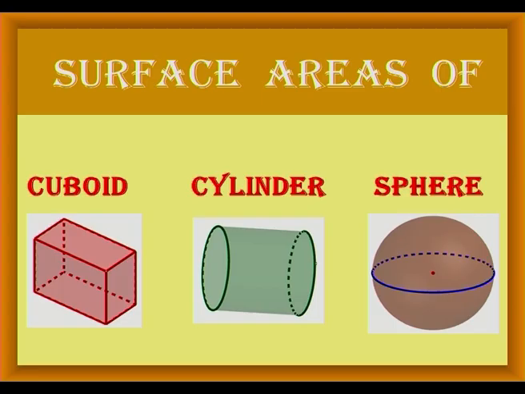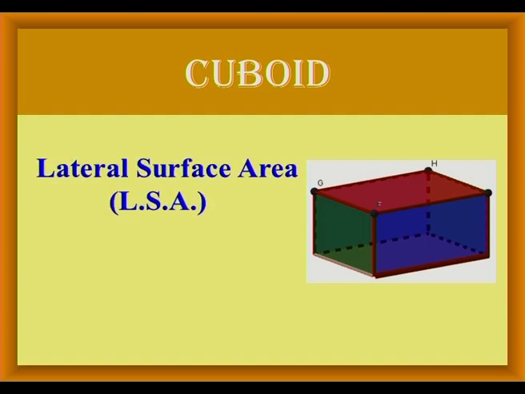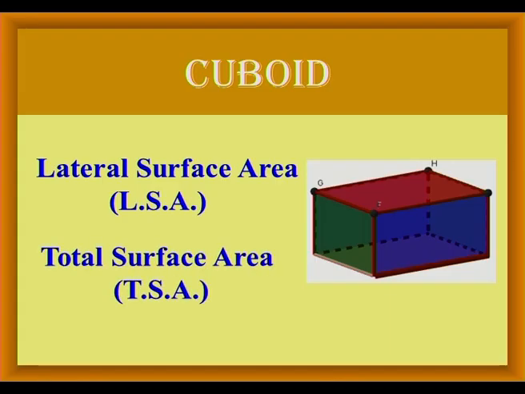Now, first let us start with a cuboid, and while coming to a cuboid, as we know it has 6 faces and which are all rectangles. Now, of course, it has 2 bases and 4 lateral surfaces. If we calculate the surface areas of only the lateral surfaces, then it is lateral surface area. On the other hand, if the 2 base areas are included for it, then we get total surface area. This is the way in which a cuboid has 2 different areas.